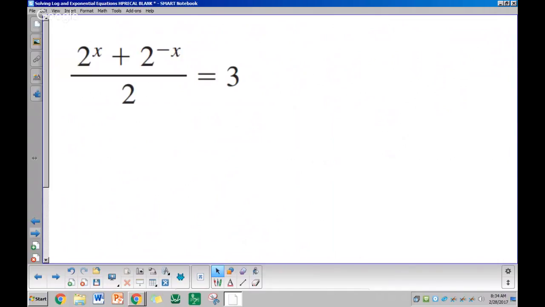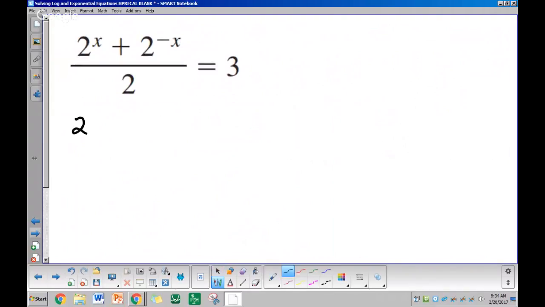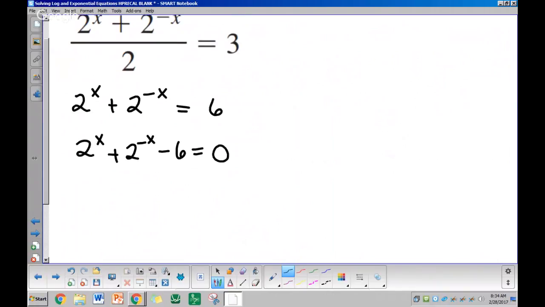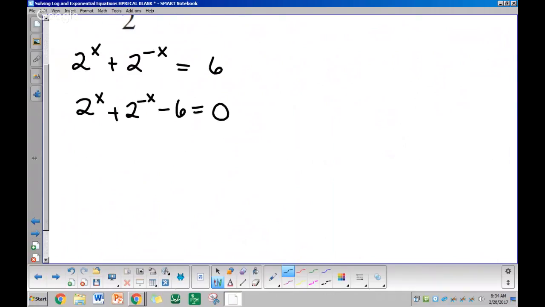Multiply both sides by 2 first. So this should be 2 to the x plus 2 to the negative x equals 6. Then I'm going to set it equal to 0. The equation is 2 to the x plus 2 to the negative x minus 6 equals 0. Now, when you look at this, it's uncomfortable. What bothers you the most?